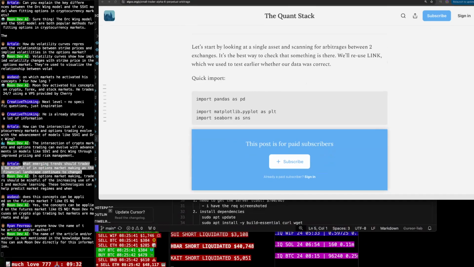The name of the article or the author? Yes, algos.org, and the author is Quant or Stat Orb. I'll put the link in the chat. The link is in the chat, dude.